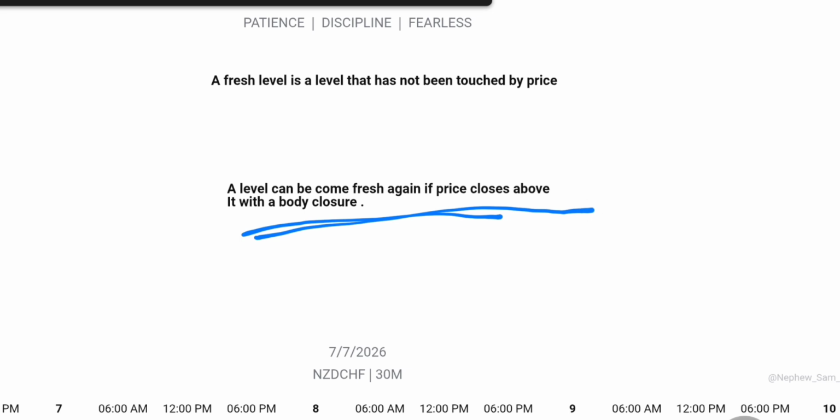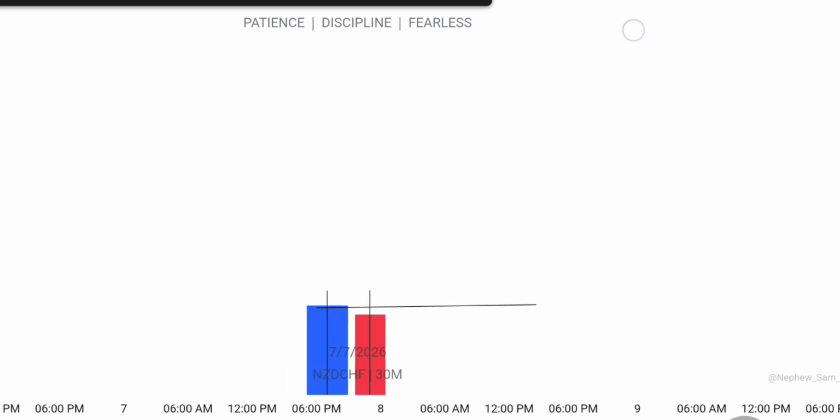So if we are talking about a bullish level, if the level was used and price closes above it, it becomes fresh again. If we're talking about a bearish level, that is a level where you're looking to sell from, a resistance level, if price touches that level and then closes below it again, we say that level is fresh again. So now let me show you a pictorial example of these levels that are fresh.